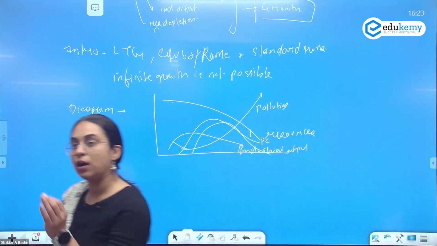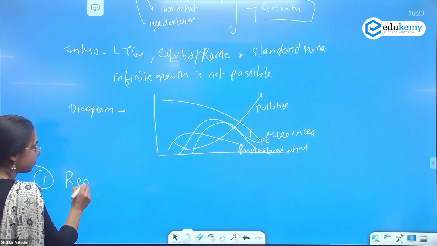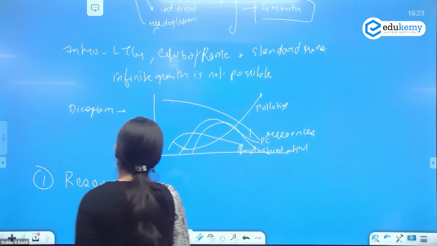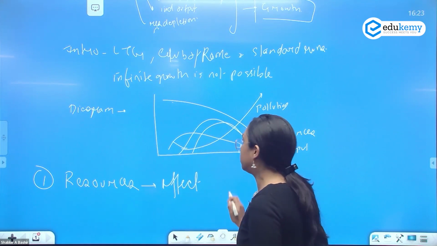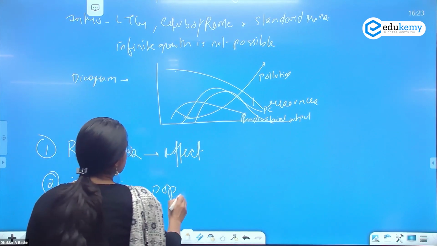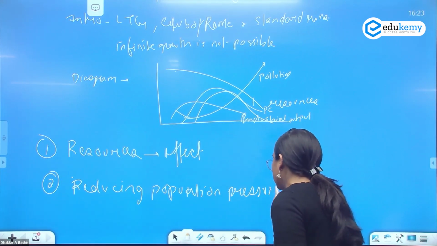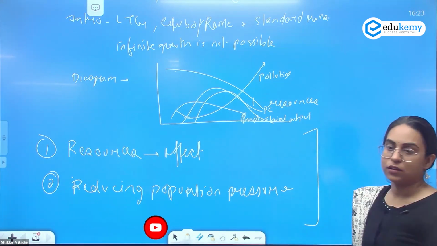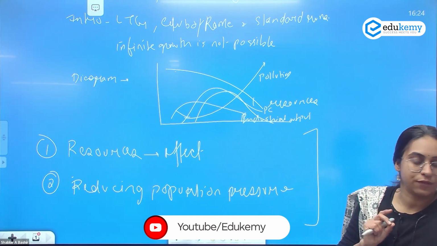The question is about population elements. So you will have to mention the linkages of the population elements. If I double the resources, what is the effect? If I talk about reducing the population pressure, what is the effect? The effect of each of these elements has to be specifically talked about.